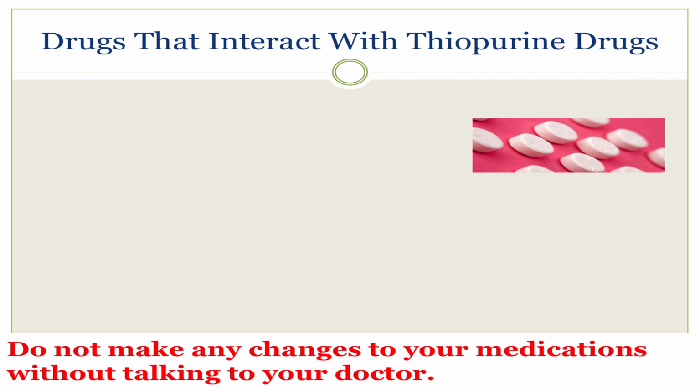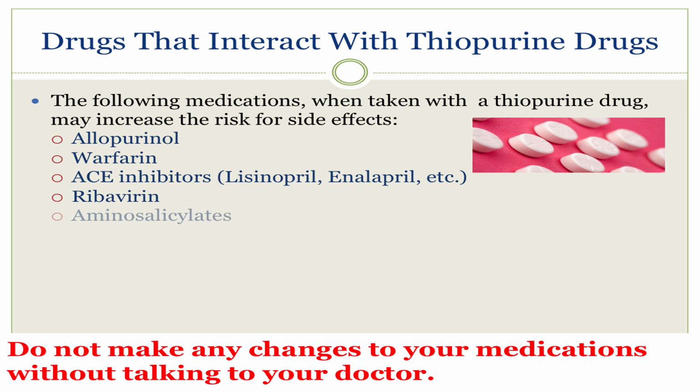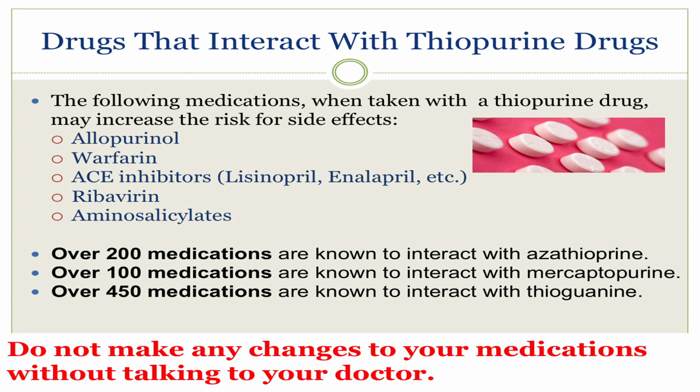Some drugs, including prescription and over-the-counter, may affect how your body responds to thiopurine drugs or increase your risk for side effects. Talk to your healthcare provider if you are taking a thiopurine drug in addition to any other drugs. The following medications, when taken with a thiopurine drug, may increase the risk for side effects: allopurinol, warfarin, ACE inhibitors, ribavirin, and aminosalicylates. For a list of drugs that may interact with azathioprine, mercaptopurine, or thioguanine, please see the links on the educational page or in your report. Do not make any changes to your medications without talking to your doctor.